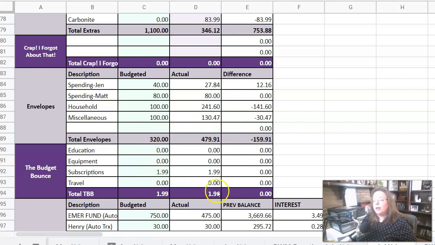In the budget bounce, I only had $1.99 that I planned on, and that's exactly what we paid. That's for my Google storage, for my drive. I'm paying $1.99, and I think before the end of the year, I'm going to have to up that and get more storage.